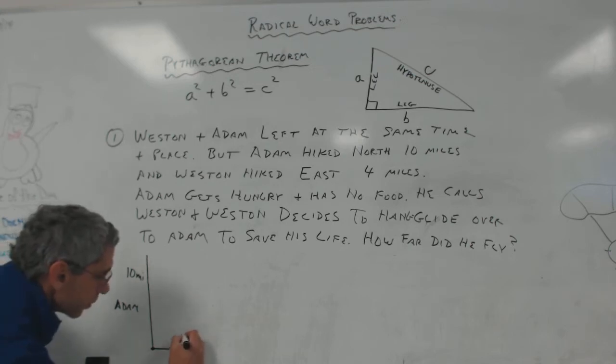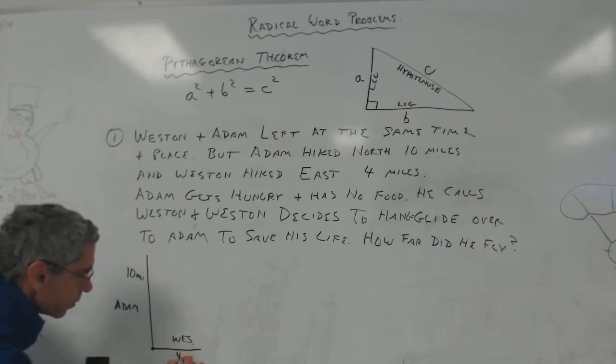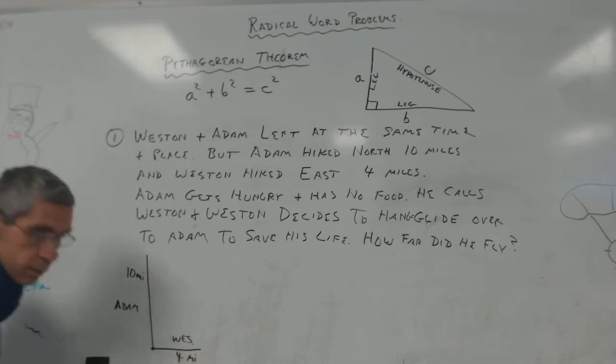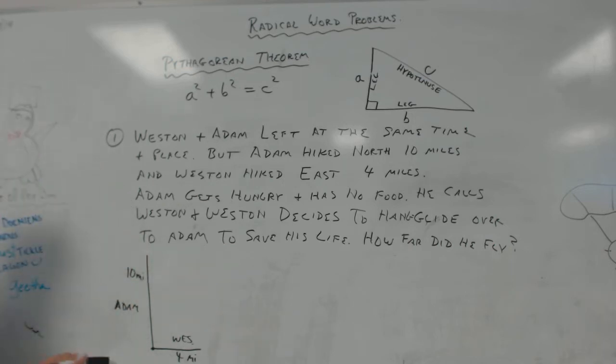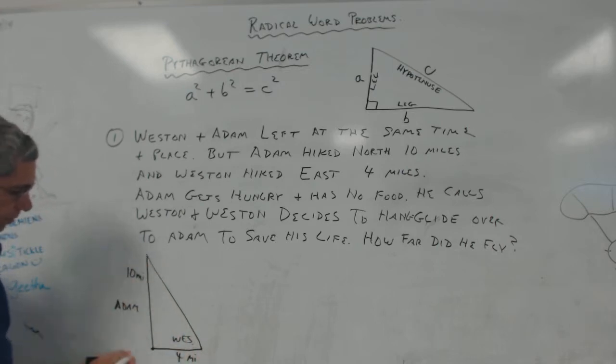And Weston, this is Weston. And he went 4 miles, right? Am I right? Is that what he said? 4 miles. I hope that can be seen. Okay. And then suddenly Weston flies right there. So this is my right angle, right? Because due north and east, that's my right angle. So my A's and my B's are right here. Doesn't matter which one's A and which one's B.